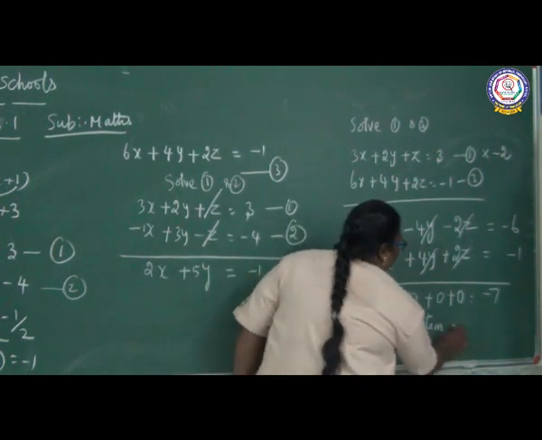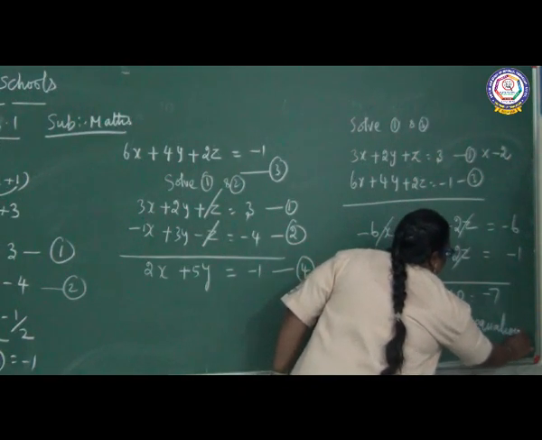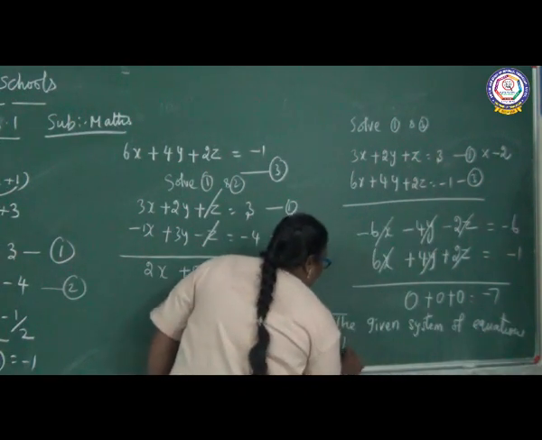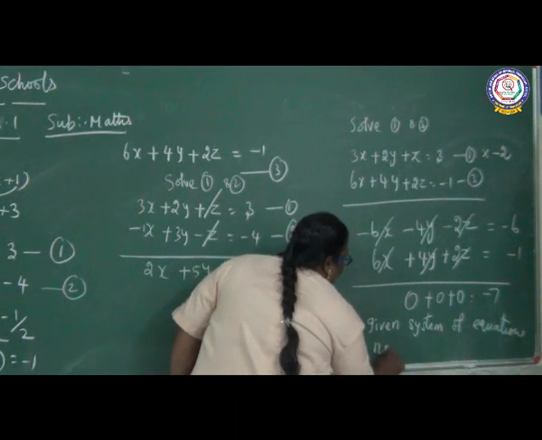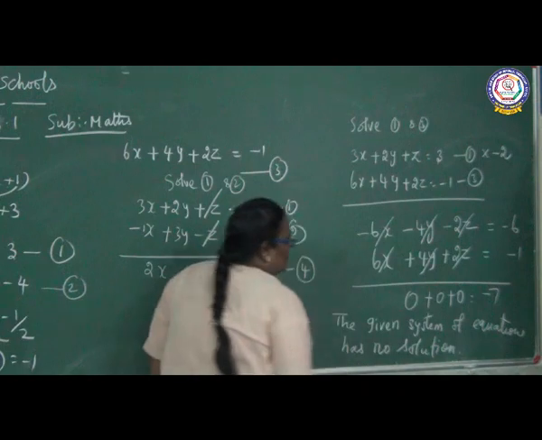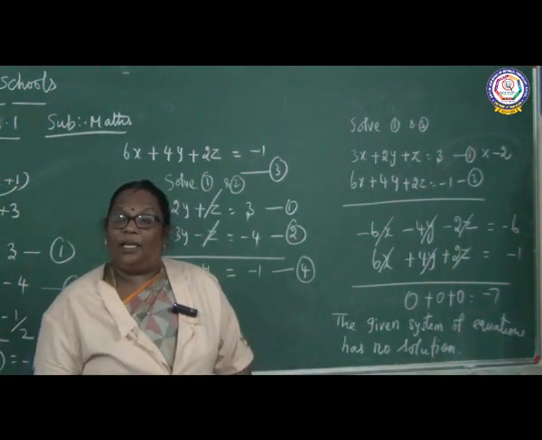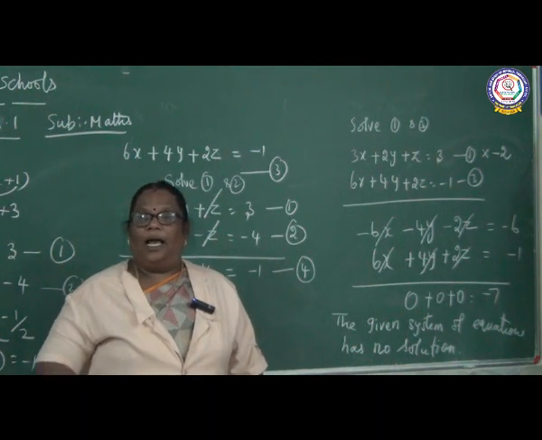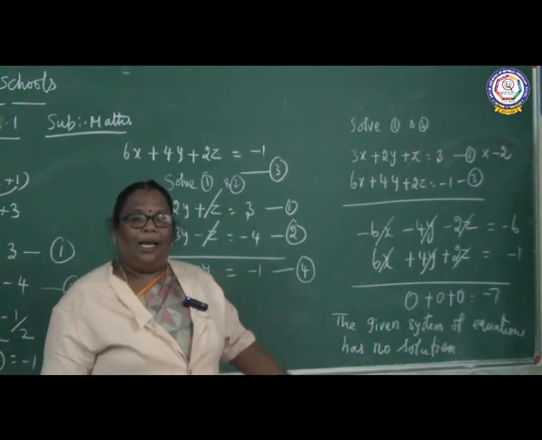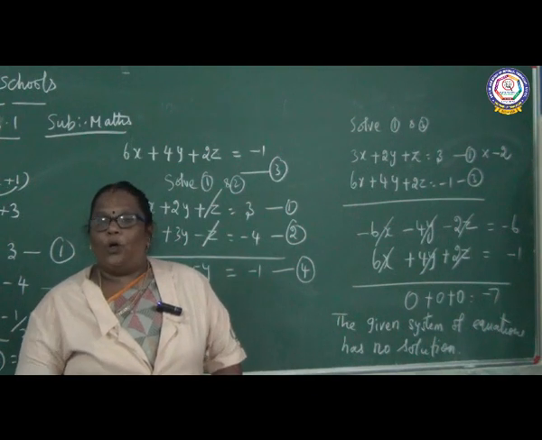So the given system of equations has no solution. The given system of equations has no solution. In the previous sum, the given system of equations has infinite number of solutions. In this sum, the given system of equations has no solution.